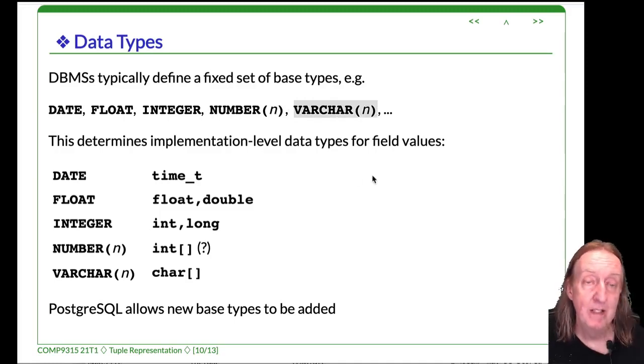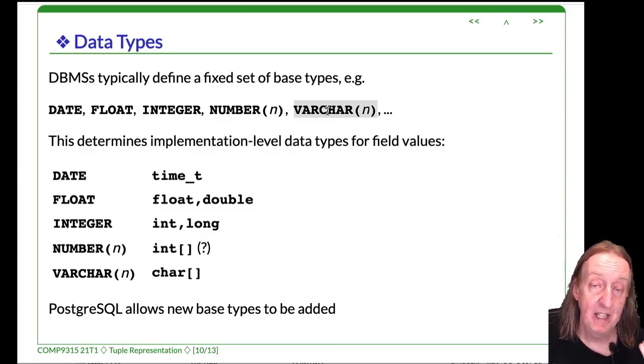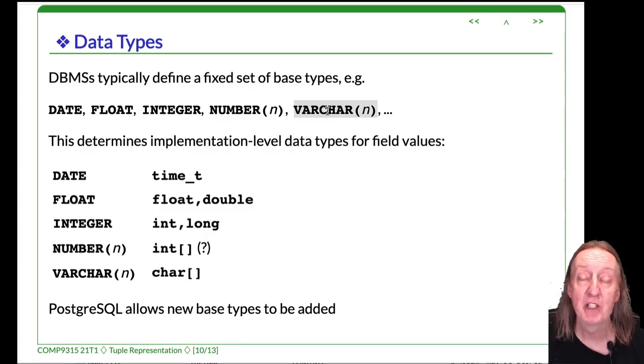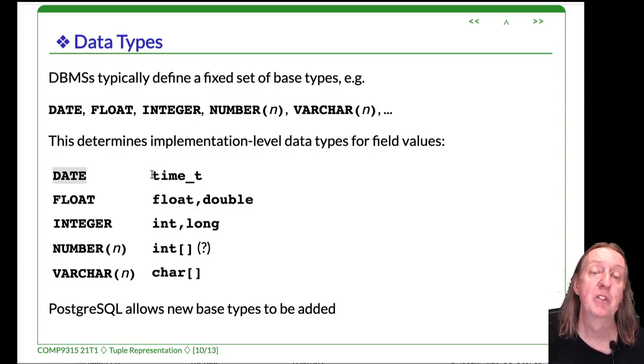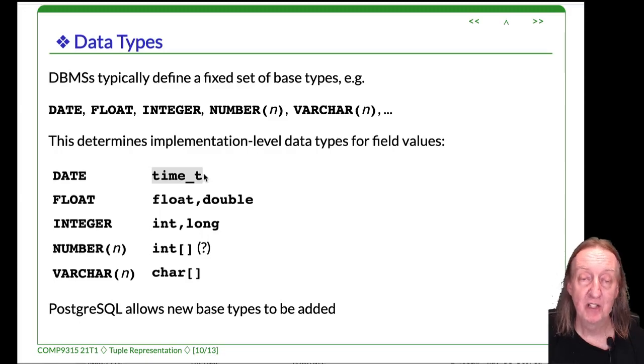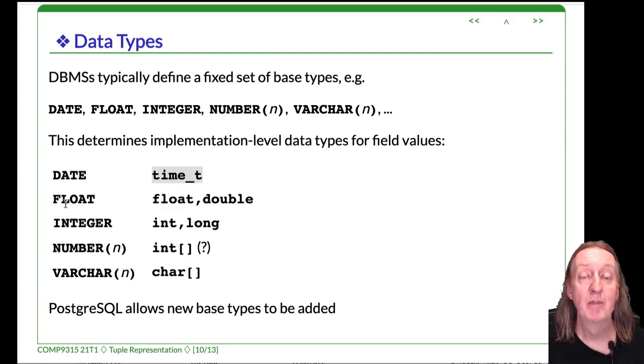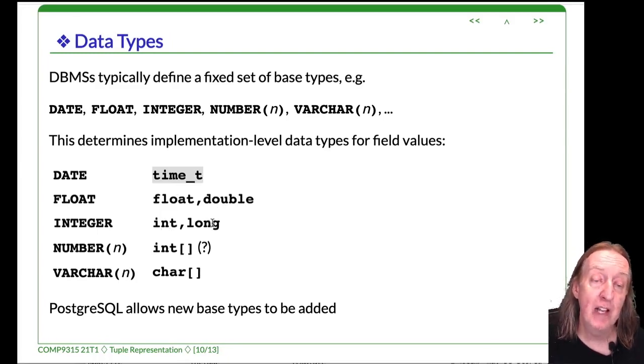And all of these things at some point are going to be determined as having a particular implementation type. So dates and timestamps could be represented by a time_t value. So that's a standard Unix type. time_t is timestamp. Floating point could be represented by float or double. Integers could be represented by int values or long values.